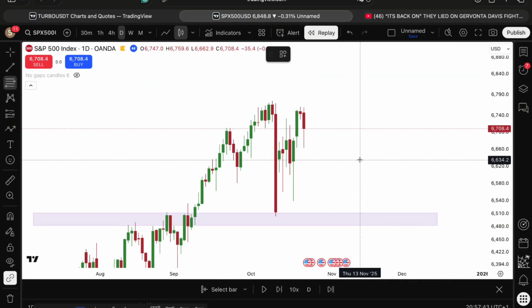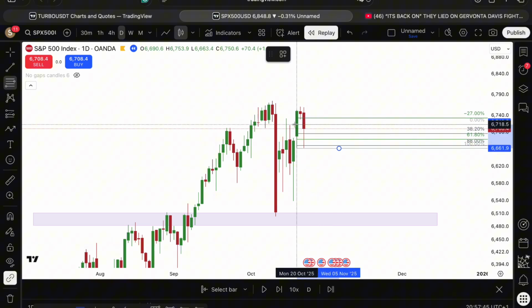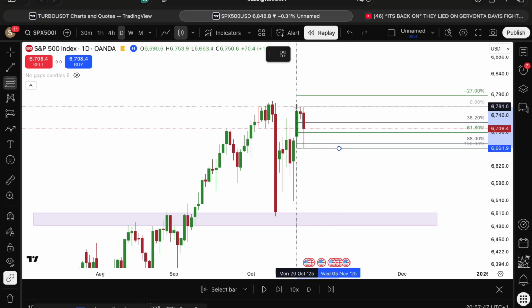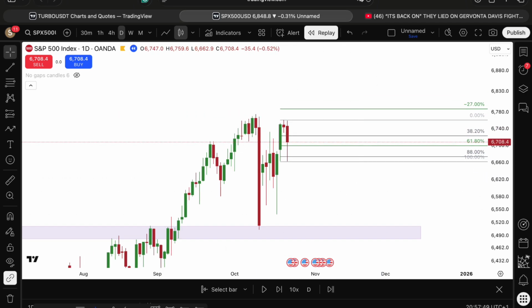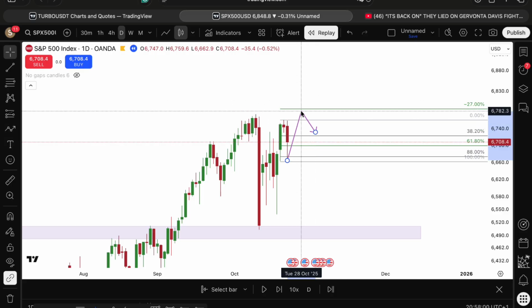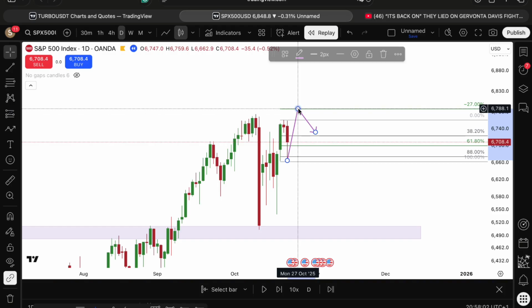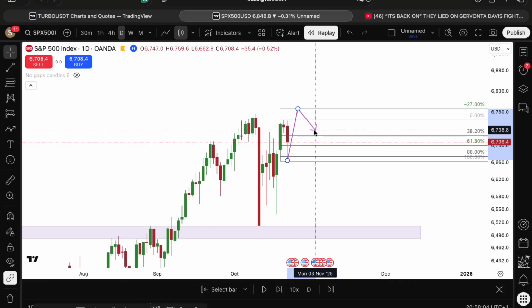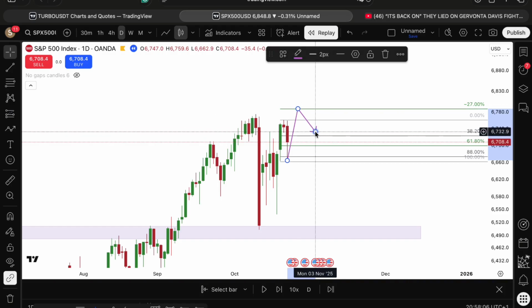Next, we want to draw our fib from the end of the retracement to the beginning. This is because we want to measure the distance of the new impulse before it has its retracement. So right now we are predicting that the new impulse is going to travel at least to the negative 27 before it has its retracement.